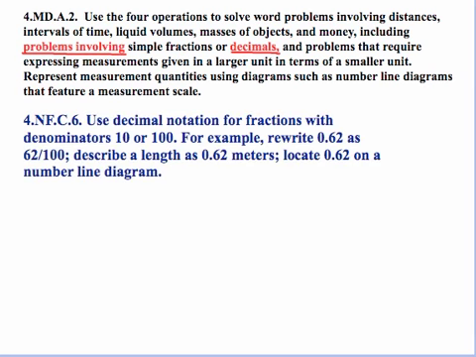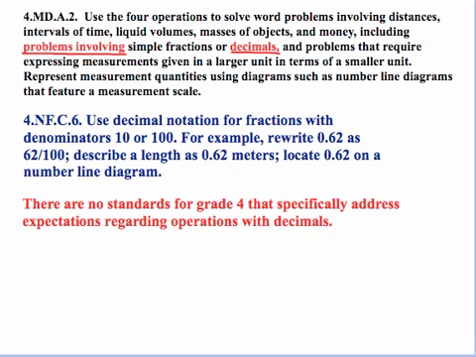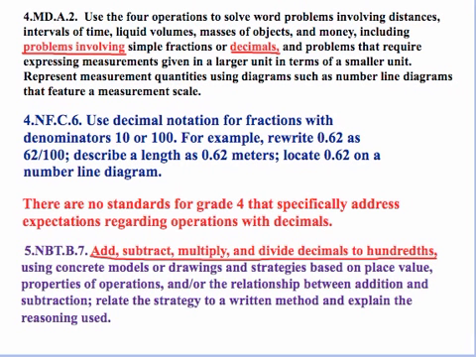In looking at the 4th grade standards, there's 4.NF.C.6, which talks about using decimal notation for fractions. But further investigation reveals that there's no standards in grade 4 that specifically address expectations regarding operations with decimals. It's not until grade 5 with standard 5.NBT.B.7 that we see decimals. It talks about adding, subtracting, multiplying, and dividing decimals to hundredths. So we're left with a little bit of a dilemma here, but it would be pretty safe to assume that we need to keep it pretty simple, maybe even deal primarily with just tenths.